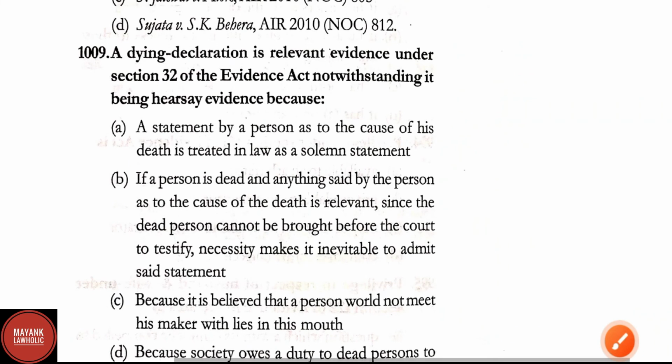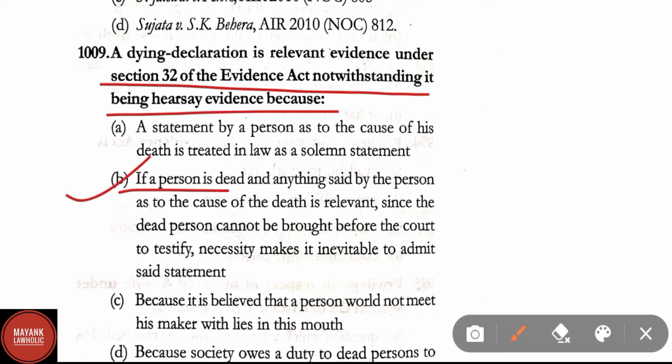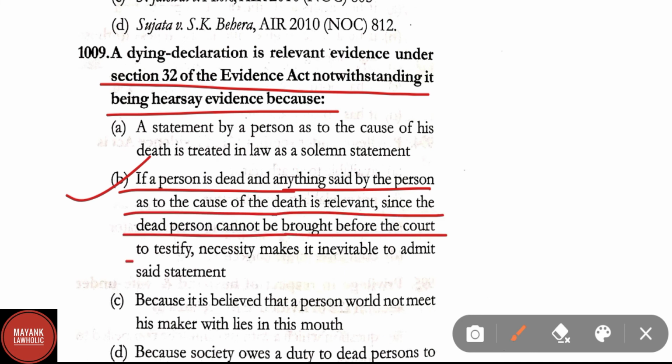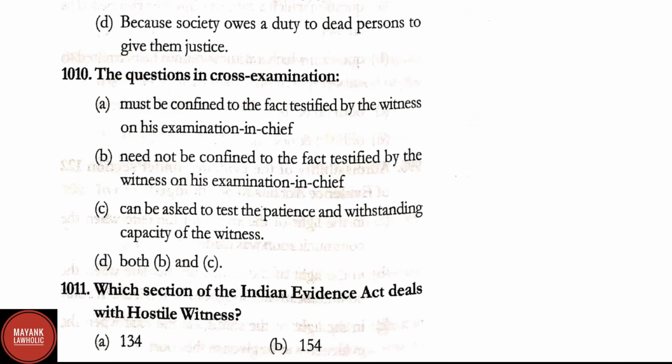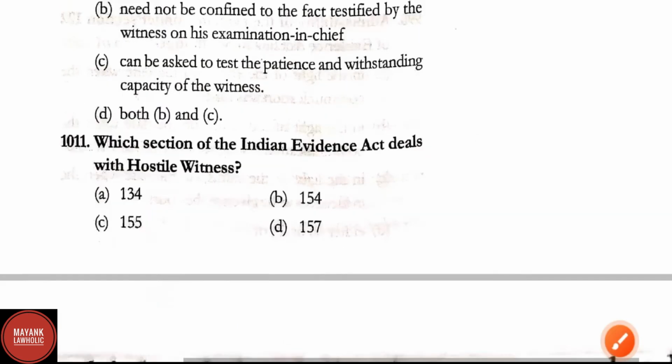Question number 1009. A dying declaration is relevant evidence under Section 32 of the Evidence Act, notwithstanding it being hearsay evidence, because if a person is dead and anything said by the person as to the cause of the death is relevant, since the dead person cannot be brought before the court to testify, necessity makes it inevitable to admit the said statement. Question number 1010. The question in cross-examination, option B is the right answer, need not be confined to the fact testified by the witness on his examination in chief.